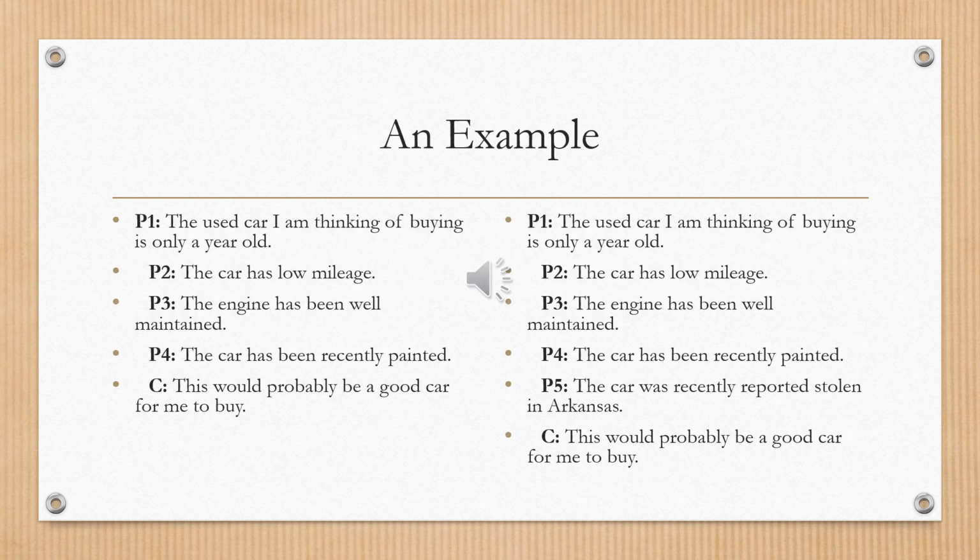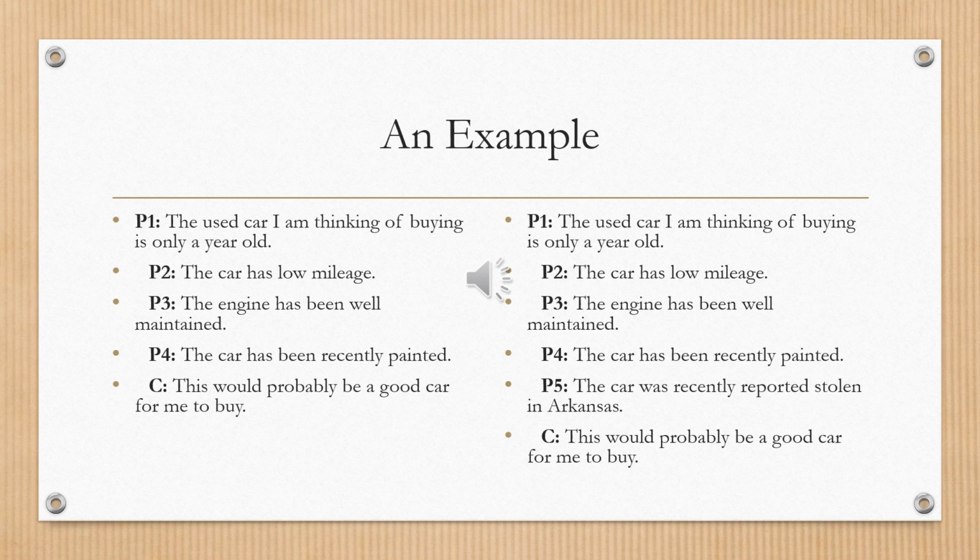Here's the kind of thing I'm talking about. These two arguments side by side are almost identical, but the second one has a little bit more information that is really important for reaching a conclusion. The first argument on the left-hand side says: the used car I am thinking of buying is only a year old, the car has low mileage, the engine has been well maintained, the car has been recently painted, therefore this is probably a good car for me to buy. All other things being equal, working with these premises as they stand, this is a pretty strong argument. Those are pretty good reasons for that conclusion to be likely true.